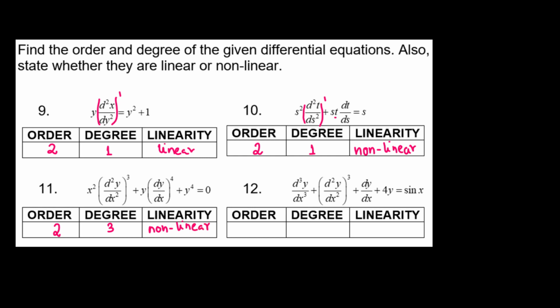Number 12. The third derivative of y with respect to x plus the second derivative of y with respect to x raised to the power of 3 plus the first derivative of y with respect to x plus 4 times y is equal to sine x. Here the highest order differential coefficient present is the third derivative of y with respect to x, so the order is going to be equal to 3. It has a power of 1, so the degree is equal to 1, and this is going to be a nonlinear differential equation because if we look at the second term, we have a cubic differential present.